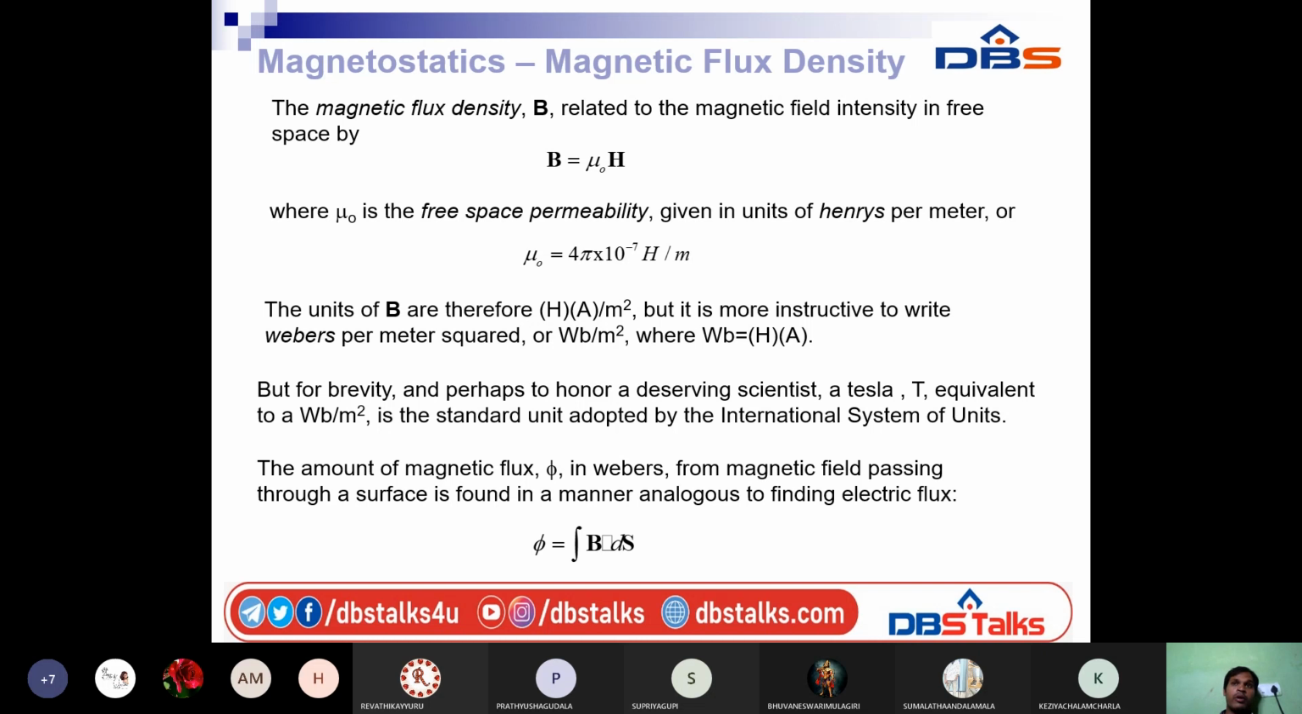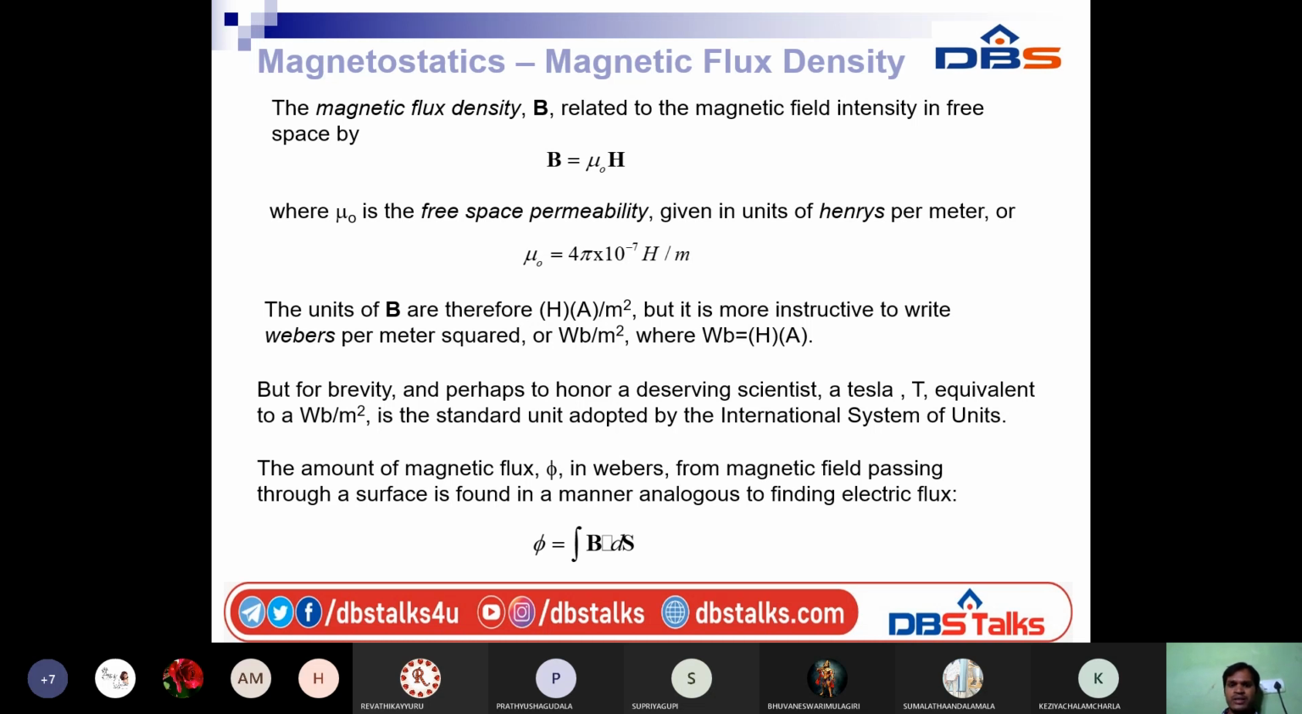The amount of magnetic flux can be represented with respect to the magnetic flux density. So phi equal to the integral of B dot ds. Magnetic flux phi is equal to the integral of B dot ds.